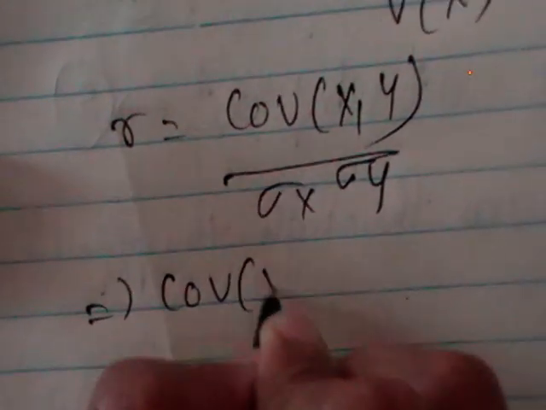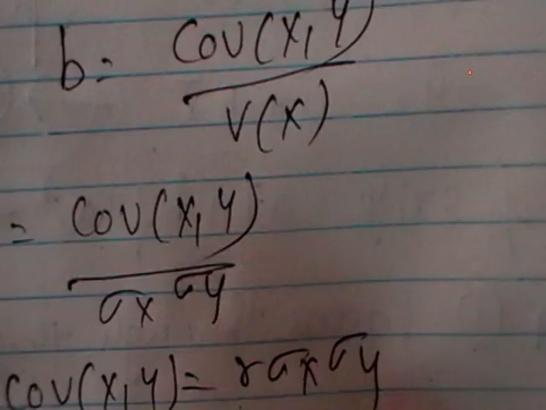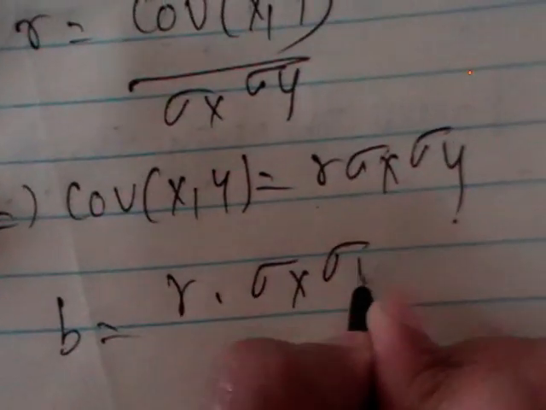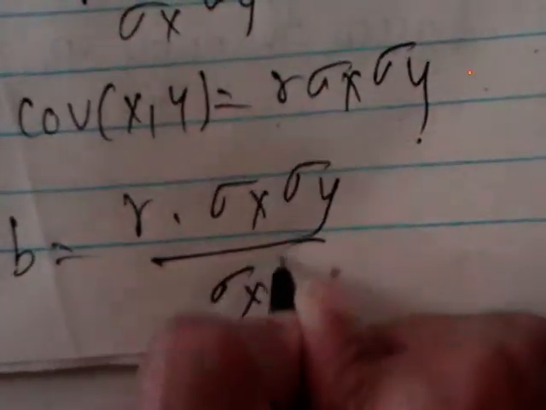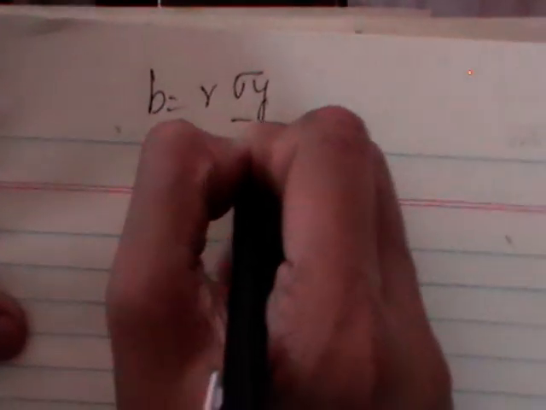So covariance of x comma y can be substituted with r sigma x sigma y. So you'll get b is equal to r sigma x sigma y by variance of x, which can be written as sigma x square. So you got b is equal to r sigma y by sigma x. So you got the value of b here.